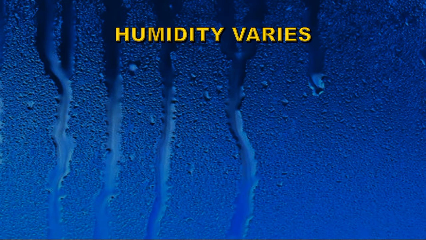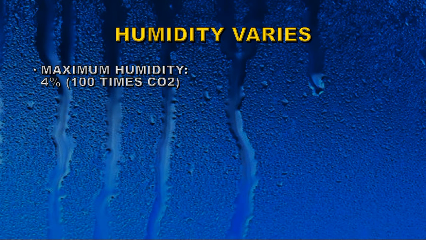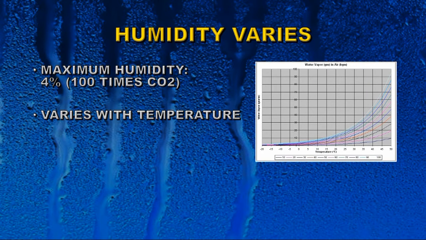The simple fact is that humidity varies. The maximum humidity at the surface of the Earth is about 4%, or 100 times the concentration of carbon dioxide. But humidity varies with temperature. The lower the temperature, the lower the humidity. If you look at the saturation curve, that's the top one of these curves, at about 16 degrees centigrade, the humidity is 4%. However, it drops off very rapidly as you drop in temperature.